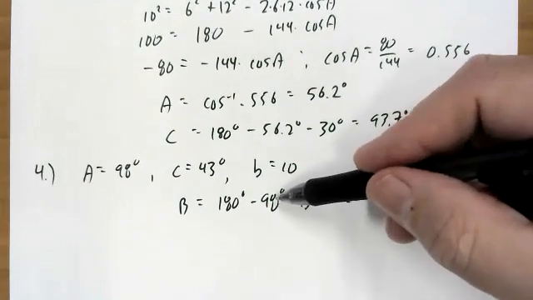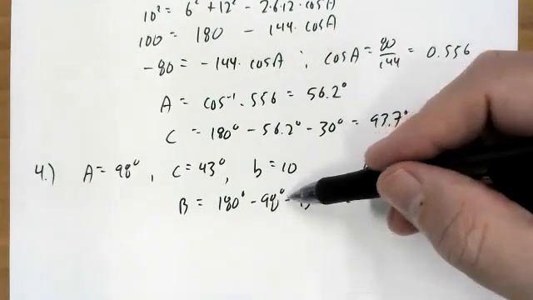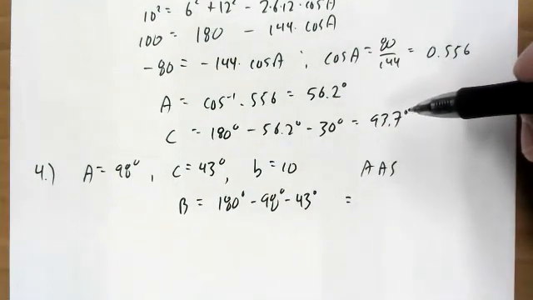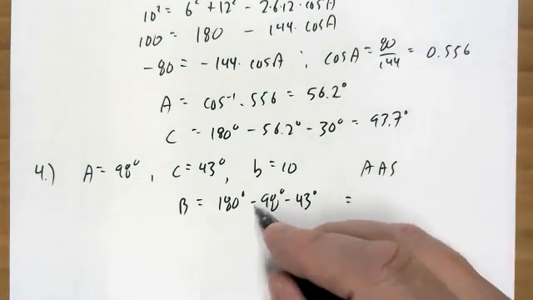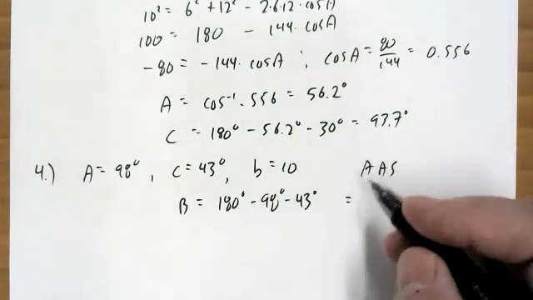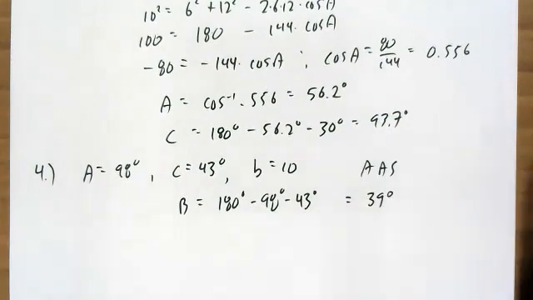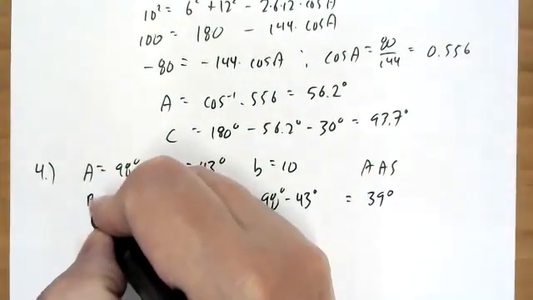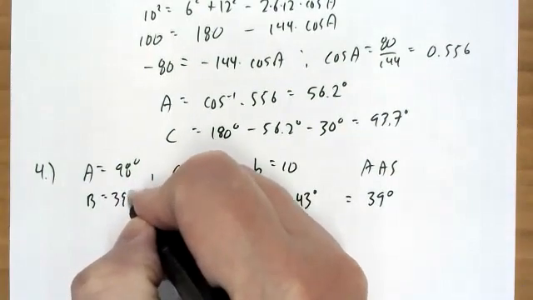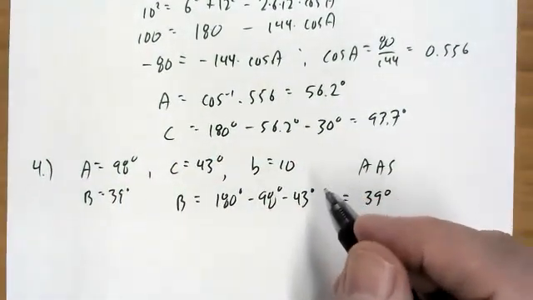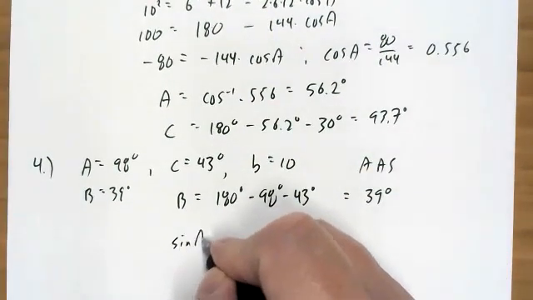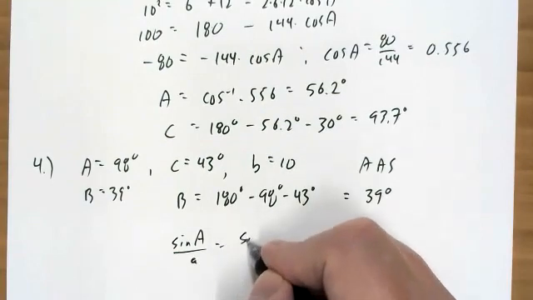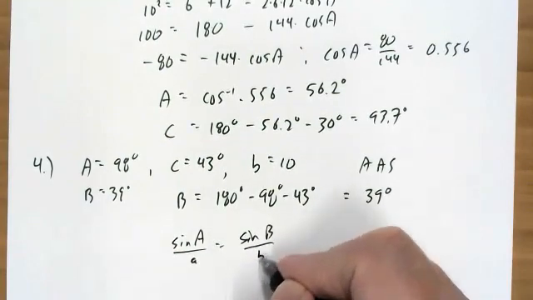Let me see if I can do this in my head. 98 and 43 are 141. Subtract that from 180, I think it's like 39 degrees. So that's B. And now I can go find side A and C. Sine of A over A equals sine of B over B.